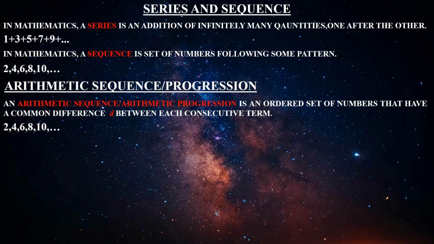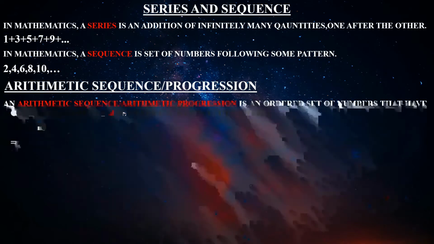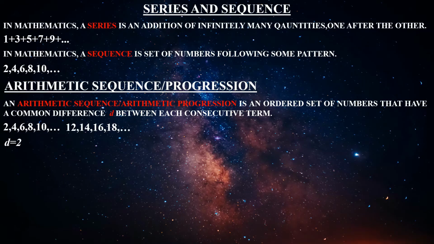As you can see, we have 2, 4, 6, 8. From 2 to 4 we've jumped by 2, from 4 to 6 is 2 again, 6 to 8 is 2, 8 to 10 is 2, so the next number is going to be 12. The common difference is not changing, so this pattern is going to continue.